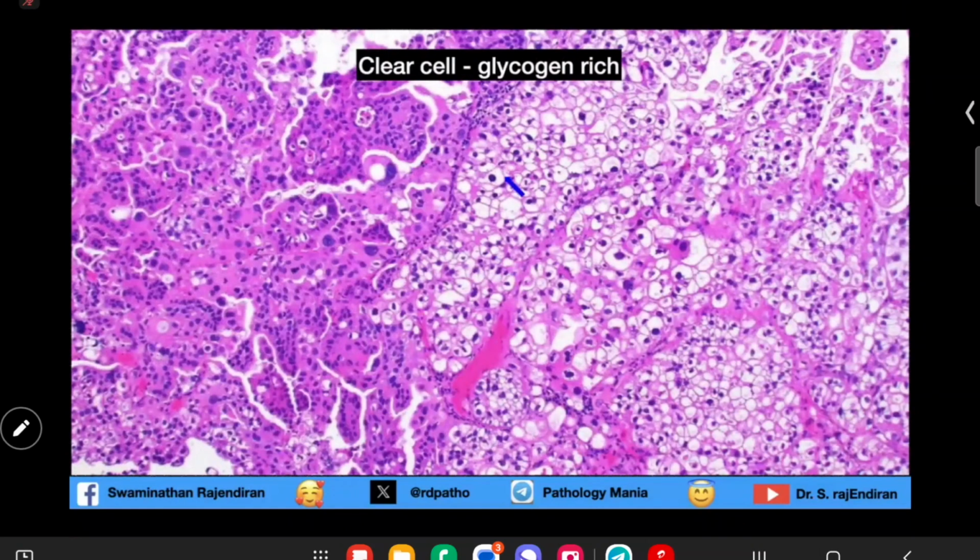Whereas here we saw that in the conventional urothelial carcinoma, this is the conventional type. Here it is clear type. Why am I calling it glycogen rich? This is PAS positive, PASD negative. So that's why it is called glycogen-rich clear cell.